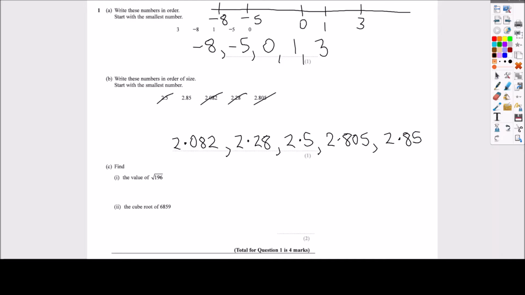Now for part C, just pop these into your calculator. So the square root of 196 equals 14. Now the cube root, you want to use the cube root button, which is normally the second function on the square root button. So shift square root, and you get that little 3 and then the square root sign. Pop 6859 inside that, and we get 19. So what we've actually worked out is the cube root of 6859, and that's 19.